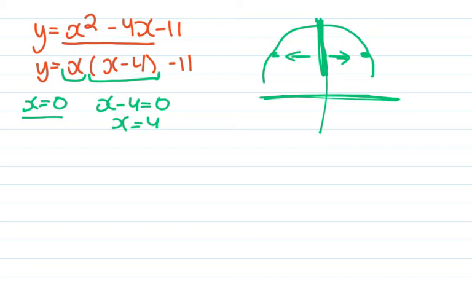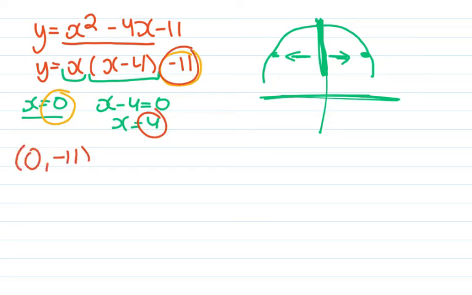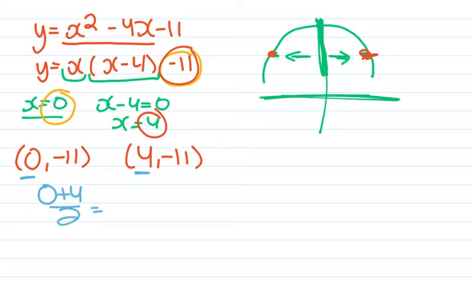Now, what are these points? They are 0, negative 11, and 4, negative 11. So 0, negative 11, that little number hanging on the end, and 4, negative 11. That's what these two points here would be. Now, we can treat them like the zeros and use the axis of symmetry to find the rest of the vertex. So we're going to look at the x-coordinates and say 0 plus 4 divided by 2. This is going to be our axis of symmetry. So 4 divided by 2 is 2. So my vertex is going to be 2 comma something.